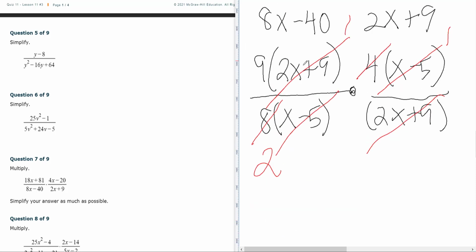Now all I have to do is look at what's left. Well, on the top, it's 9 times 1 times 1 times 1. So it's 9 over, and on the bottom, there's a 2. So number 7 reduces to 9 over 2.